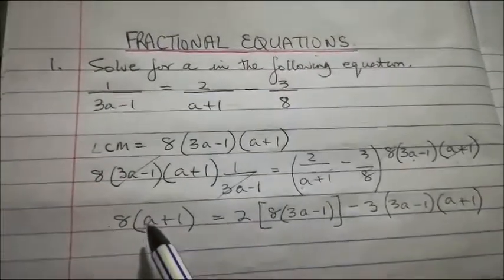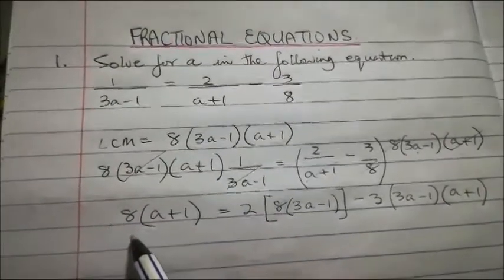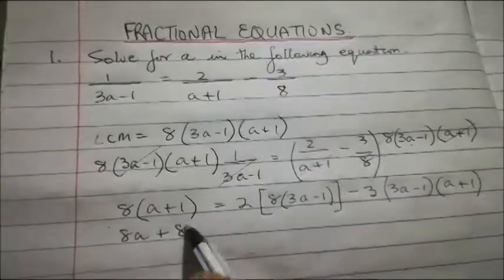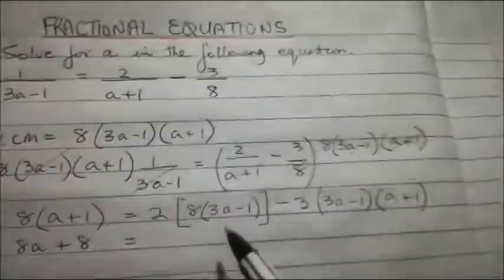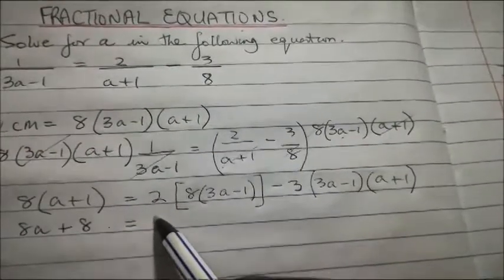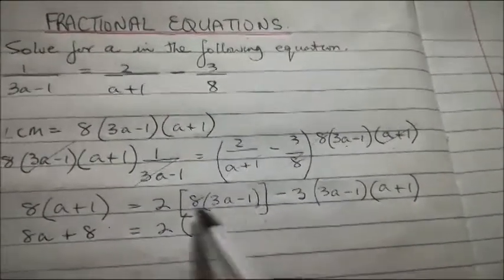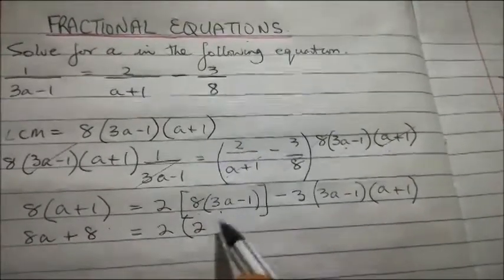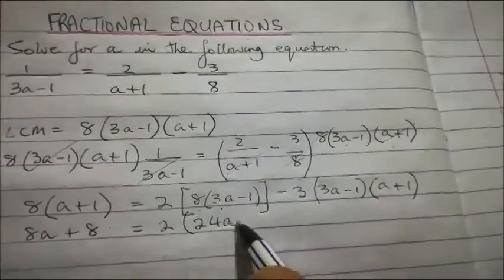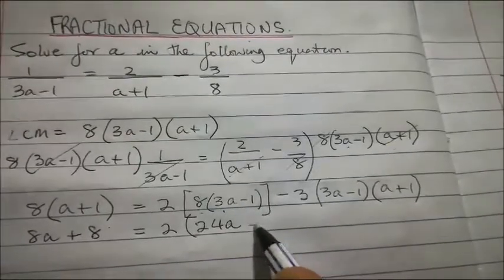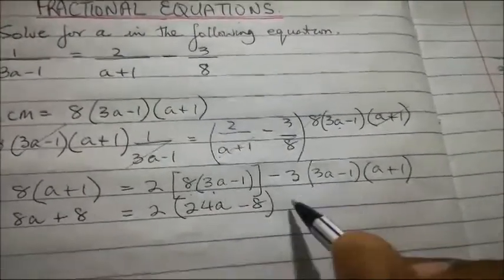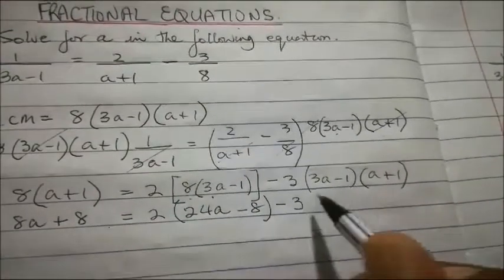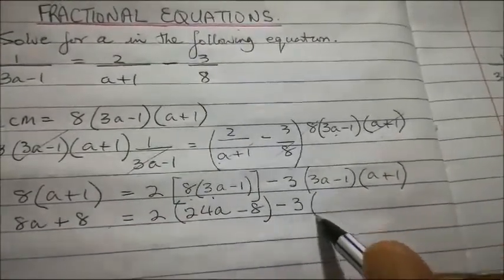We're going to start simplifying now. So we're going to have 8a over here. 8a plus 8 is equal to what? We're going to simplify this bracket first. We're going to get 8 times 3 is 24a. And 8 times minus 1 is minus 8. And we're going to actually work out these, expand these two brackets.